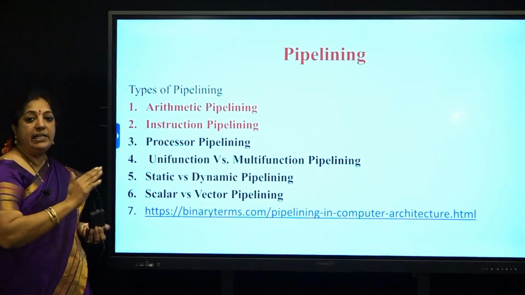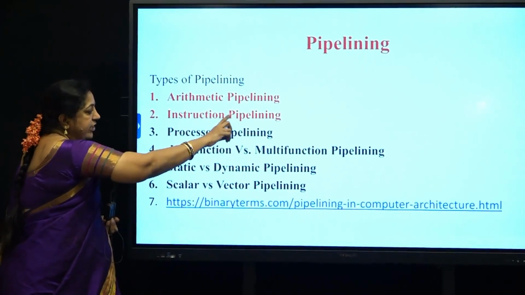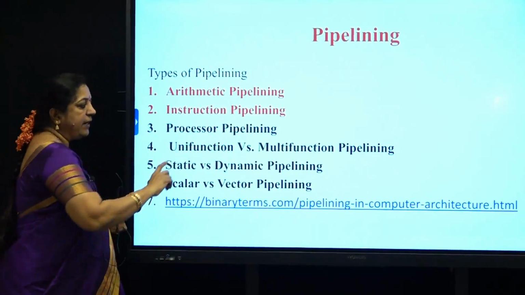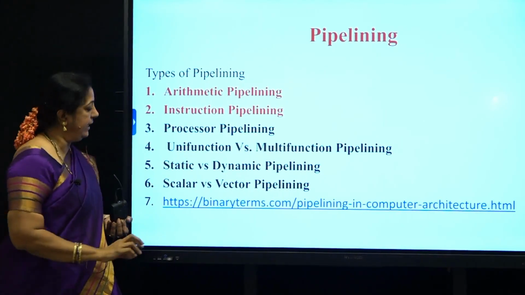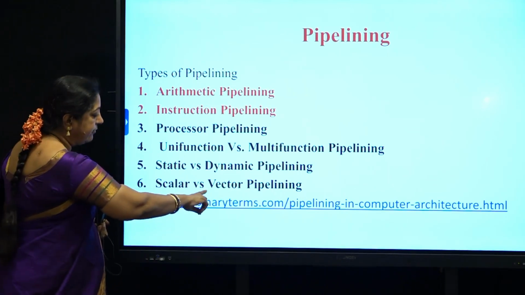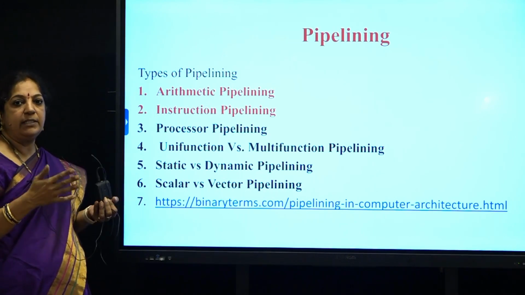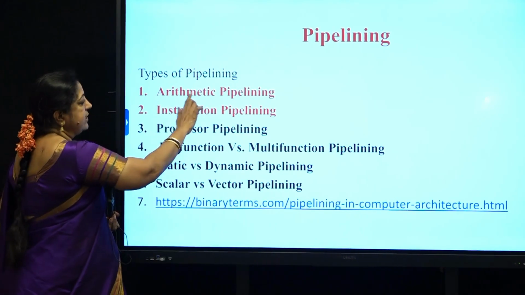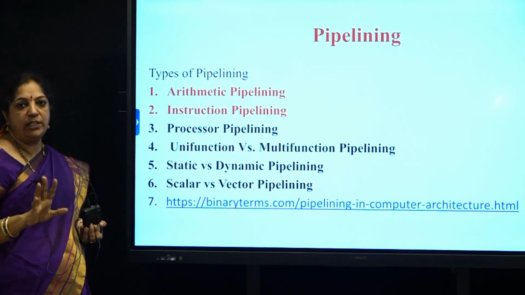Here we are having various types of pipeline processing: arithmetic pipeline, instruction pipelining, processor pipelining, unifunction versus multifunction pipelining, static versus dynamic pipelining, scalar versus vector pipelining. But in our syllabus, in our unit, we are going to concentrate on arithmetic pipelining and instruction pipelining. Only these two things we are going to learn.